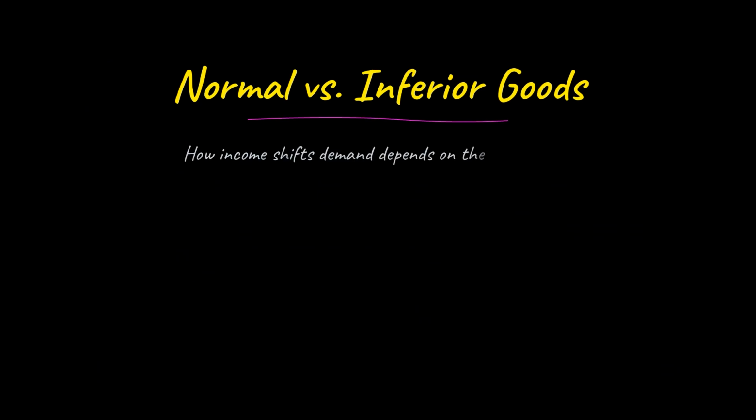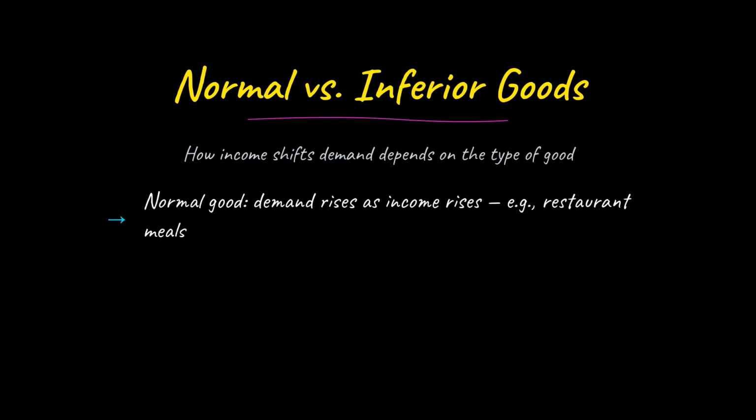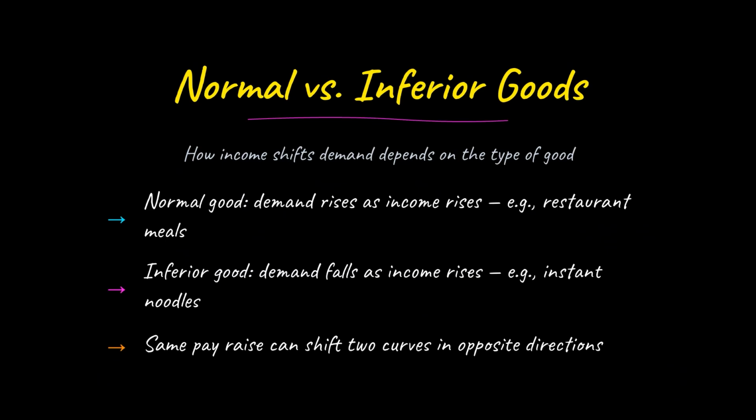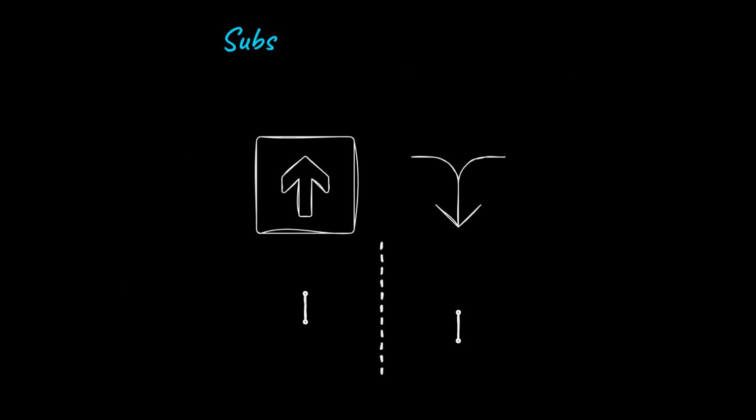Income is especially important because it affects different goods differently. For normal goods, more income means more demand. For inferior goods, high income actually lowers demand as shoppers trade up. A single raise can push one curve right and another left.